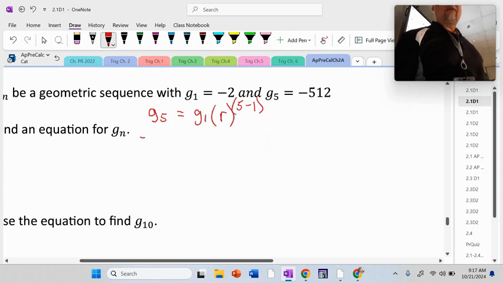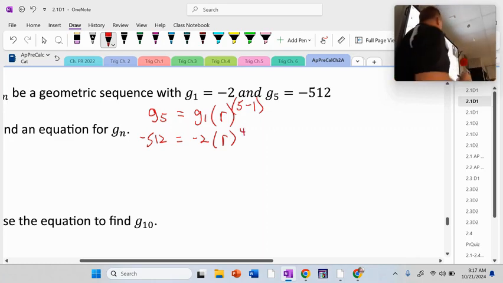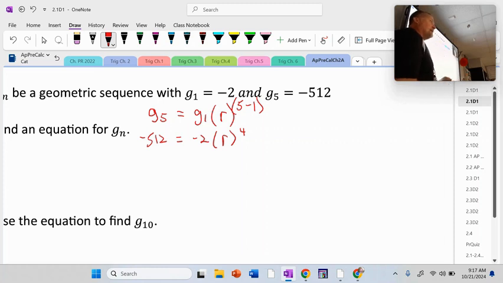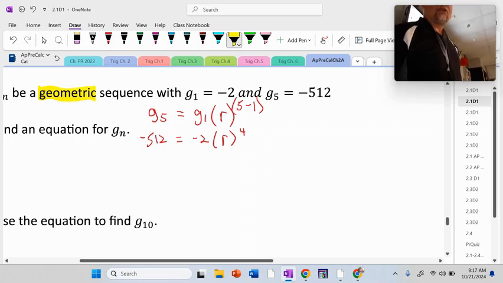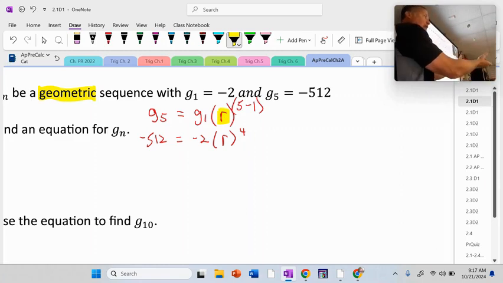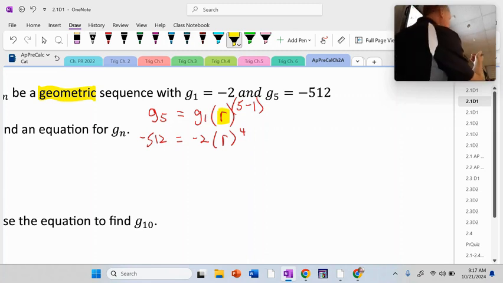So G sub 5 is negative 512, and G sub 1 is negative 2. Here's the idea. I have to multiply negative 2 by an r 4 times in order to get to negative 512. And that should make sense. Why? Sorry. Reading, it's geometric, so I automatically have an r situation. So it's this formula I have to access from my brain. This is like your job. This is your responsibility for understanding. Okay, so I hear geometric, it's an r thing, so I have to set this up.